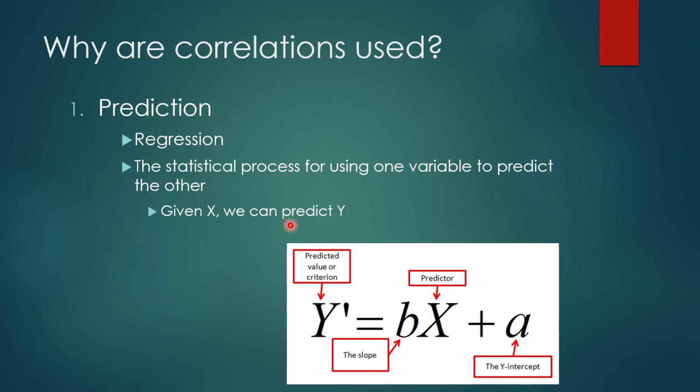Given x, we can predict y, and this is what that formula looks like. This is the slope of the line, this is the y-intercept of the line, and so the idea is that we don't necessarily have this y value. We're given x, that's our predictor value. We know the slope, we know the y-intercept, and we can predict what that y variable will be. So again, if two variables are related, you could also have the reverse. You could use y to predict x as well.